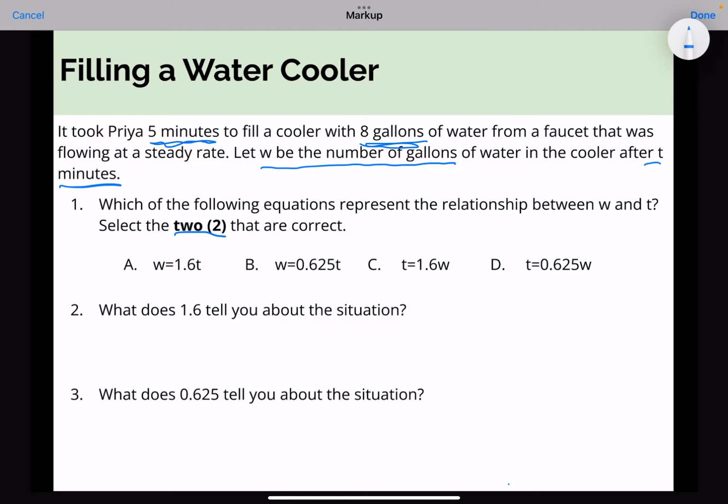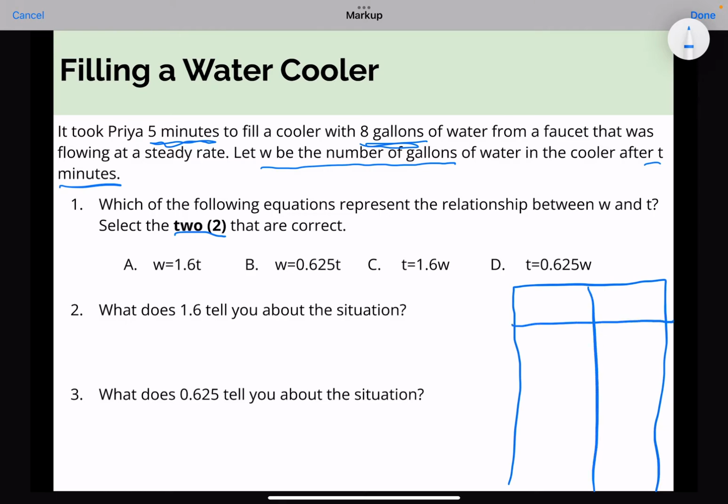To help you with this problem, it might help you to create a table. So we're talking about gallons and minutes. We know that 8 gallons of water fills in 5 minutes. So go ahead, use this table, create your own table to help you solve these 3 problems. Pause the video here and come back once you're ready.